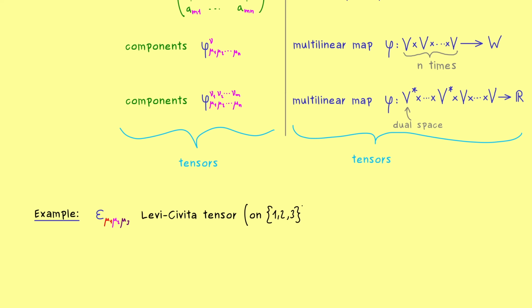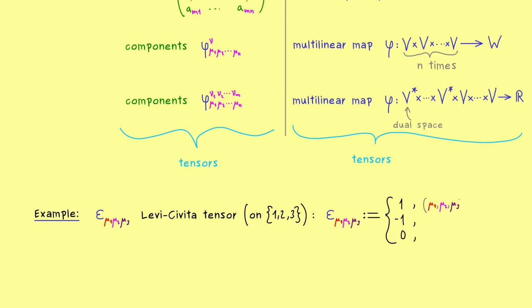And now the definition of epsilon is quite simple, because we just have to look at the 6 possible permutations of this set. If we have an even permutation, the value should be 1, and if we have an odd permutation, the value should be -1. And all other combinations should just give 0.